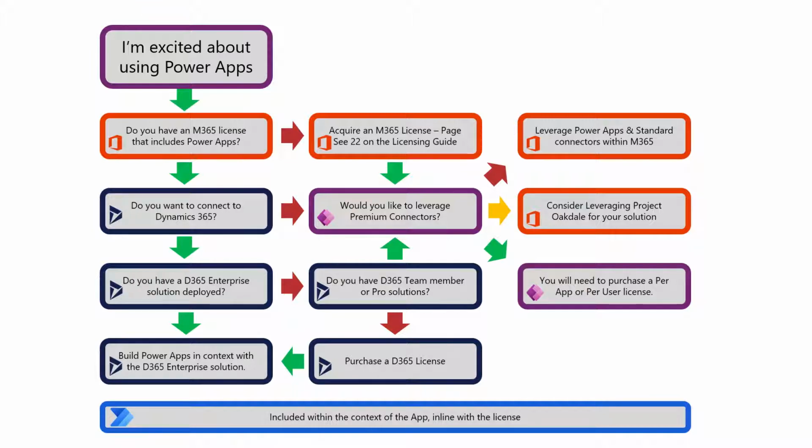The harder route comes is where you're going, well, do you want to connect to Dynamics 365? Nope. Would you like to use premium connectors? Yes. Oh, that changes everything, because then you have to pay for a Power Apps license, and that's really key. Now, it's that decision tree right in the middle that says, would you like to leverage premium connectors, where all the controversy takes place. So think about it.